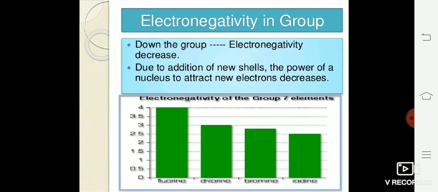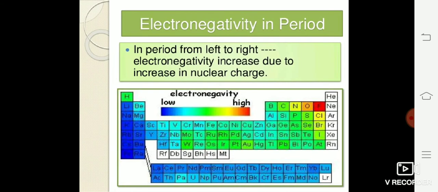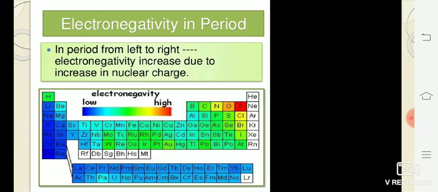Now, electronegativity in a group. Down the group, electronegativity decreases. Again, the reason remains the same. As you are moving down the group, the number of valence shells increases, atomic radii increases, atomic size increases, effective nuclear charge decreases, therefore, electronegativity also decreases. You can see on the screen, I have mentioned the reasons. Due to addition of new shells, the power of the nucleus to attract new electrons decreases. In a period from left to right, electronegativity increases due to increase in nuclear charge.